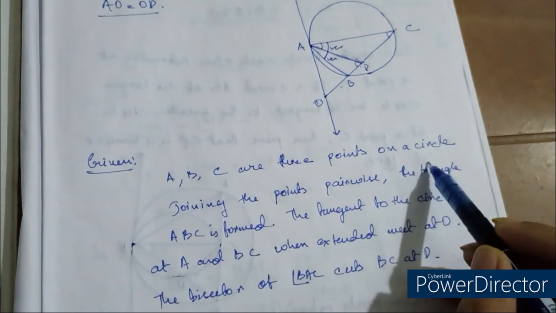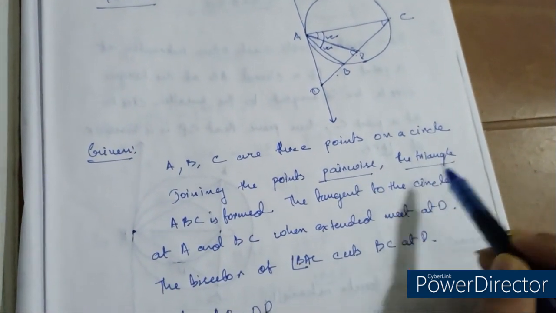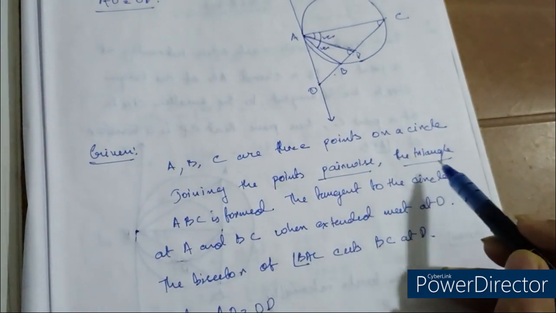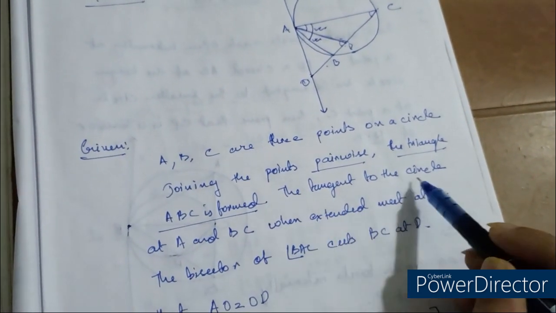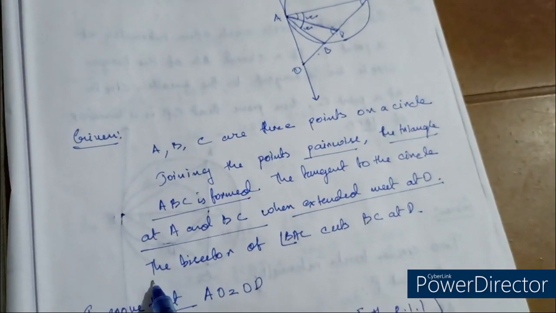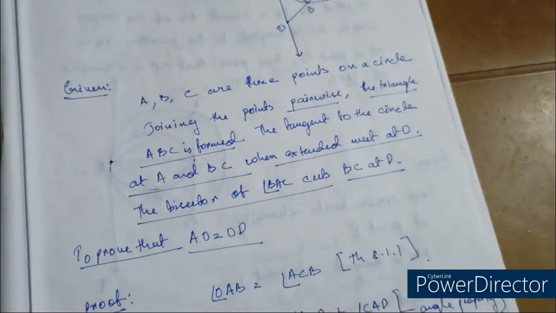A, B, C are 3 points on the circle, joining the points pairwise. These sentences I have written from your book only. Joining the points pairwise, the triangle ABC is formed. The tangent to the circle at A and BC when extended meet at O. The bisector of angle BAC cuts BC at D. Prove that AO is equal to OD.